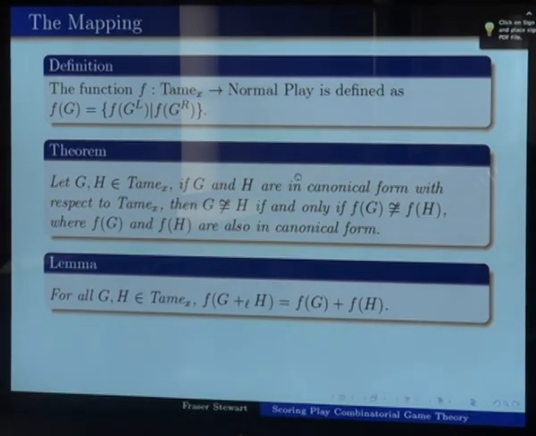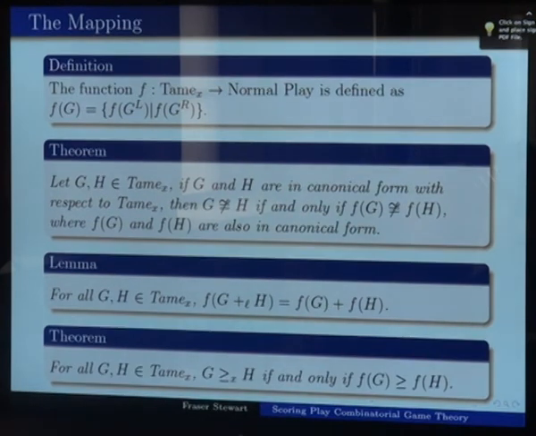The other thing is that it's a linear mapping, which means that the disjunctive sum of two games G and X is equal to the disjunctive sum under normal play as well. So if we take f of the disjunctive sum of two games G and X, then that's the same as just taking the disjunctive sum of the individual games mapped to normal play. And finally, that it's order preserving. So this greater than or equal to sub x just means that we use exactly the same definition for greater than or equal to that I had before, but we just restrict the set of games we're looking at to games within Team X. So we just ignore all the other scoring play games. But it's basically exactly the same.